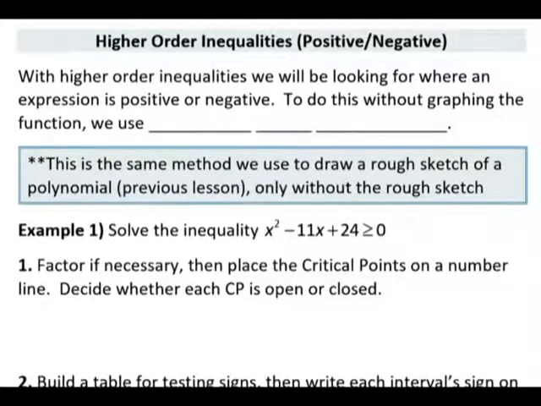Now we can look at higher order inequalities. I wrote positive negative here because all of our examples are going to be testing whether a function or a polynomial's output is positive or negative. In example 1, we're looking at where it's positive, for instance. To do this, we're going to use number line analysis.